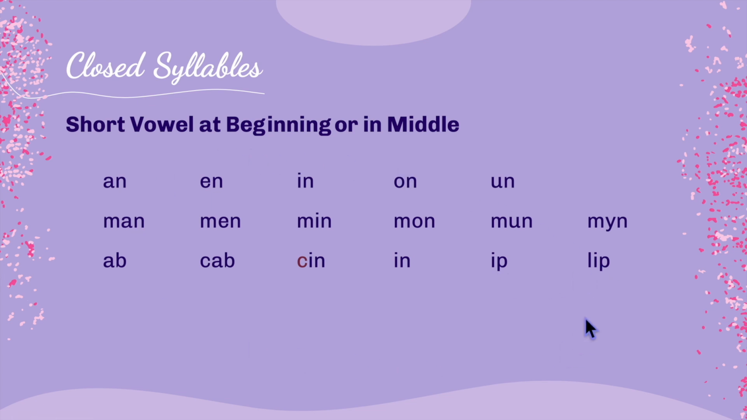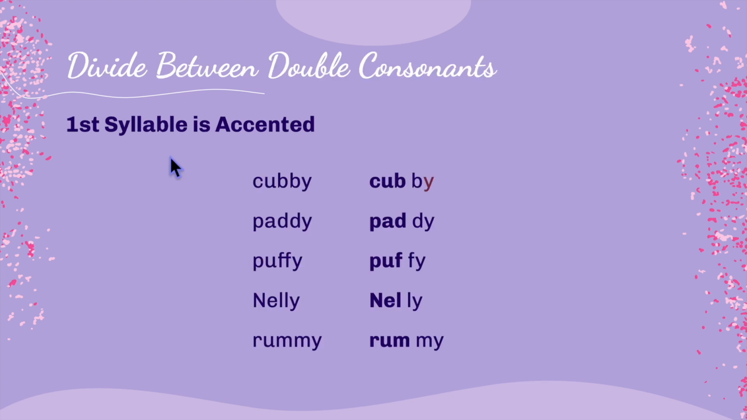You might notice that some of these are words, but most of them are not. When we want to make a long word easier to read, we divide it into syllables. The easiest rule to remember is if you see a double consonant, split between the two consonants that are the same.